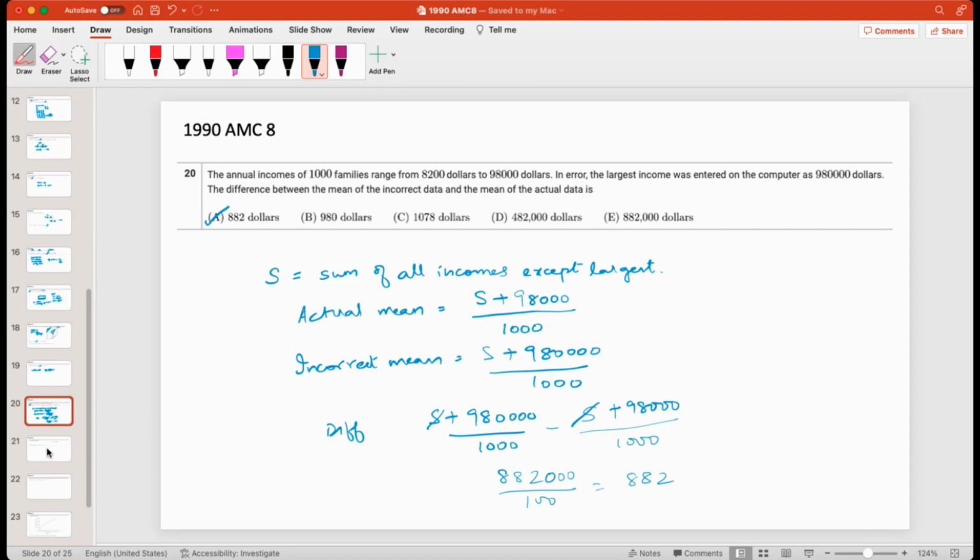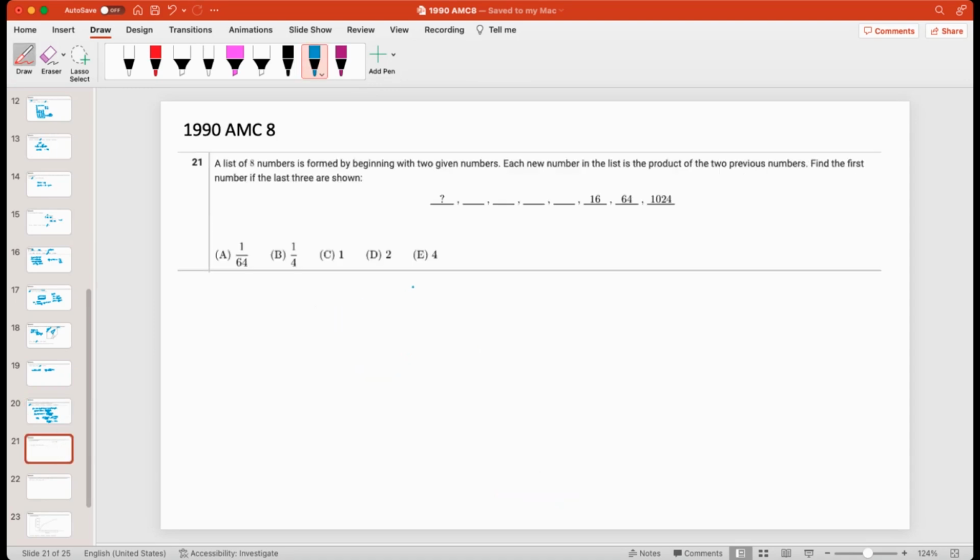Going to the next question. A list of 8 numbers is formed by beginning with two given numbers. Each new number in the list is the product of the previous two numbers. So these two multiplied will give you this, and basically, if you want this, this divided by this is going to give you this. Find the first number if the three numbers are shown. So we are going to back calculate. We are going to divide each number. So let's see what comes.